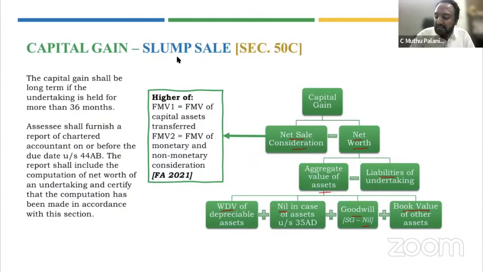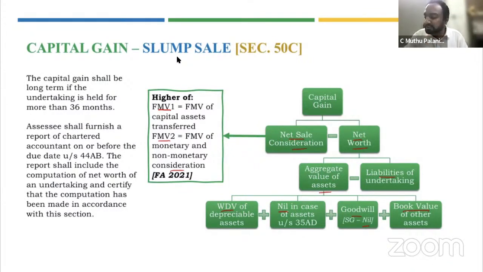And what is my net sale consideration? It is the higher of FMV1 and FMV2. What is FMV1? Fair market value of capital asset transferred. Whatever asset is transferred, the fair market value is FMV1. What is FMV2? Fair market value of monetary and non-monetary consideration. So whatever I've received in cash, plus if I've received in some form of shares or something, fair market value of that. So FMV1 or FMV2, whichever is higher, will be treated as sale consideration. So finally, I arrive at net sale consideration.